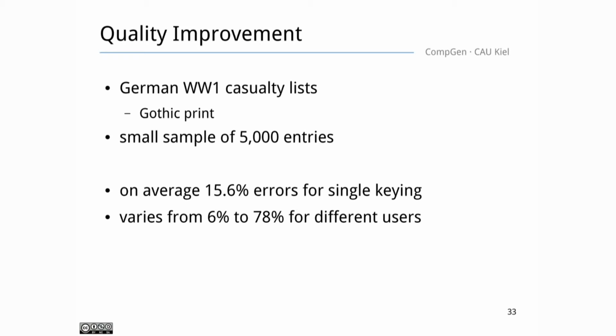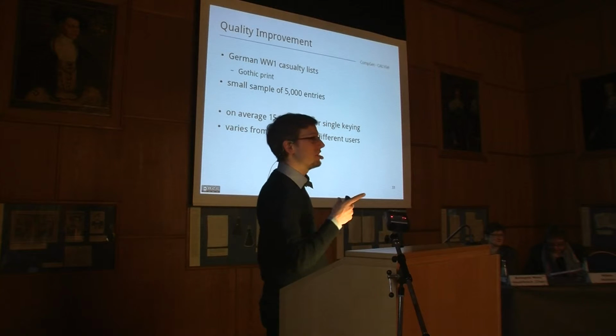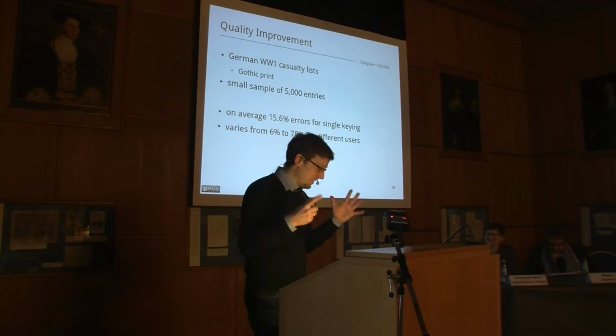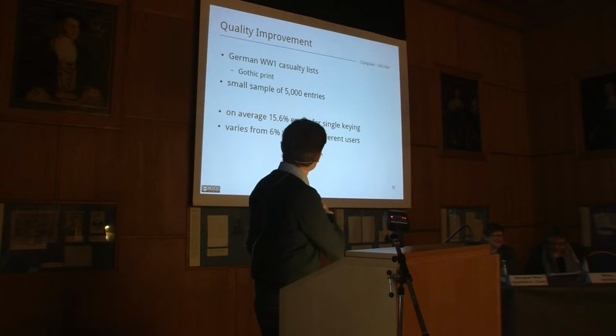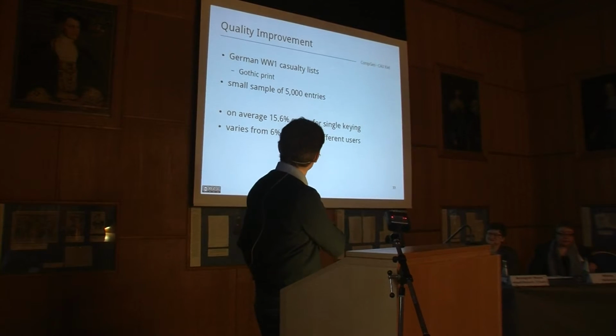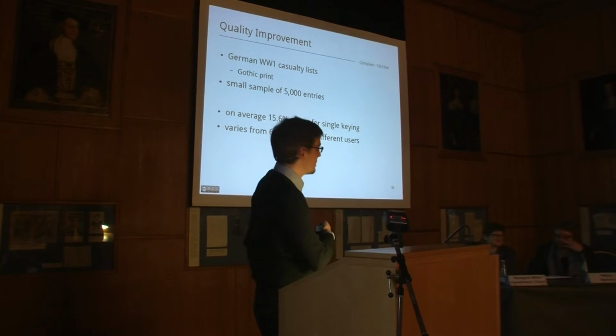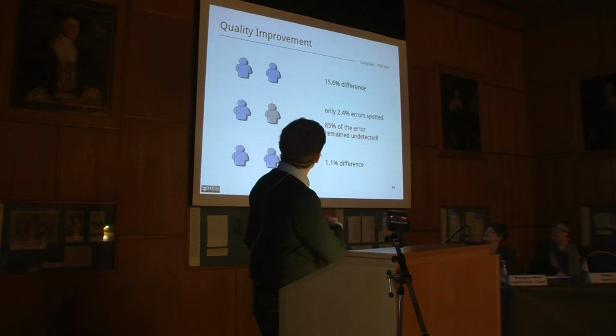We found out that the single keying, if just one person transcribed this, made on average an error of 15%. Astonishingly, this varies a lot between the different users. There were some good users who made 6% errors, but there are other users who did 78% wrong, so they couldn't really read anything. So that's quite a variety. This is something you could expect from the crowd, that they possibly made a lot of mistakes. So we have this 15% difference that has been detected after two persons typed it.